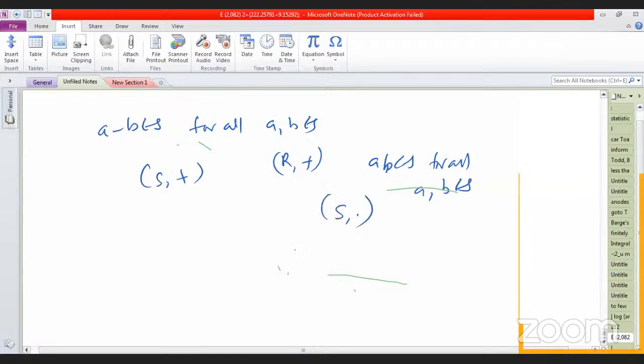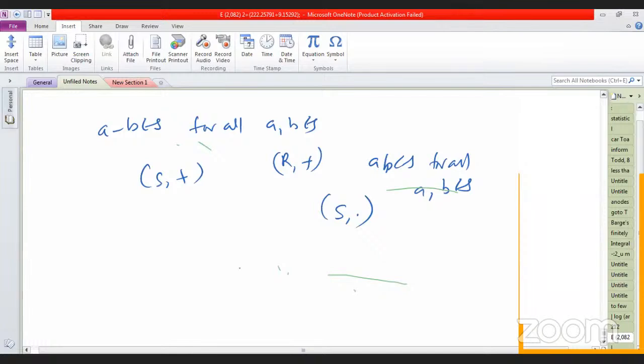What is a semigroup? It should satisfy all the properties of groups? No, it should only satisfy associativity, I think. Am I correct? Yes, a semigroup is associative. Closure and associativity: closure should be satisfied, then only associativity is satisfied. Am I correct? Yes, sir. Associative, then S with dot is a semigroup.